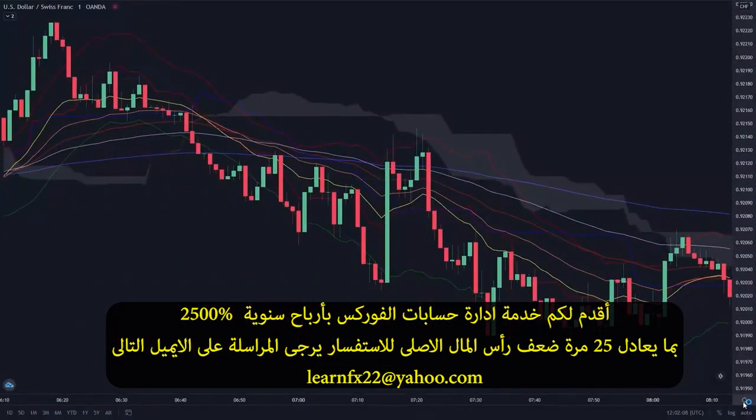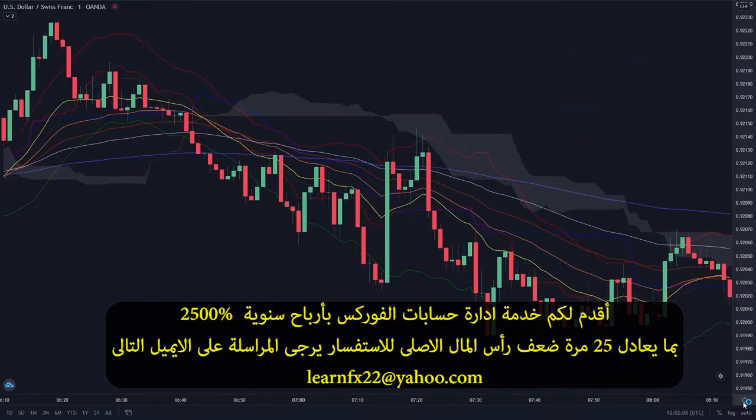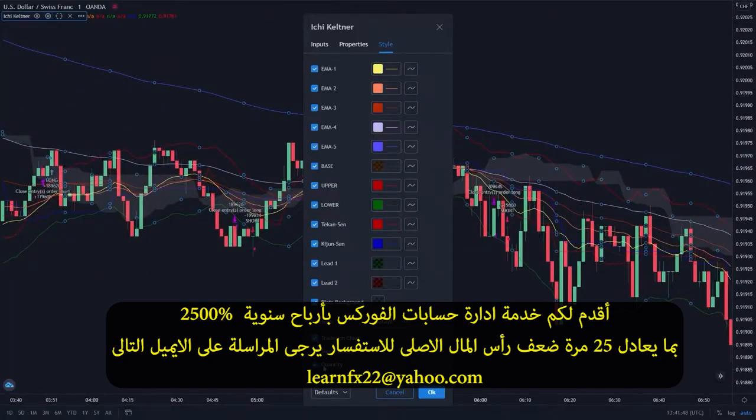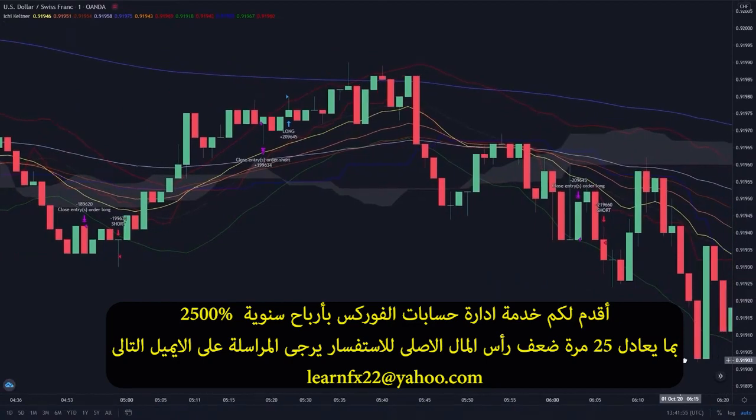Alright, so first of all, do not let the looks of the indicator scare you away. The indicator may seem messy and complicated, but it's actually very simple. Basically, the indicator is just a combination of the Keltner channel, Bollinger Bands, 5 EMA lines, and the Ichimoku cloud. As promised, I'm not going to explain the technicals and the codes of the indicator, because the indicator already has built-in signals that tell you exactly when to enter and exit a trade.